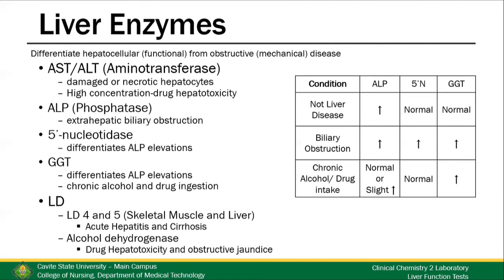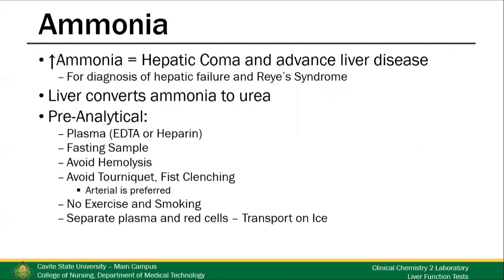For the LD, or the lactate dehydrogenase, the LD 4 and 5 isoenzymes are seen in skeletal muscle and liver. So it is also seen in acute hepatitis or cirrhosis. So increase in LD is seen in acute hepatitis and cirrhosis.